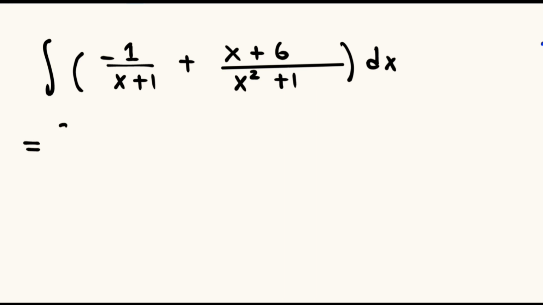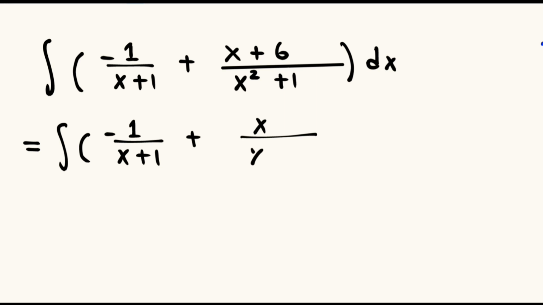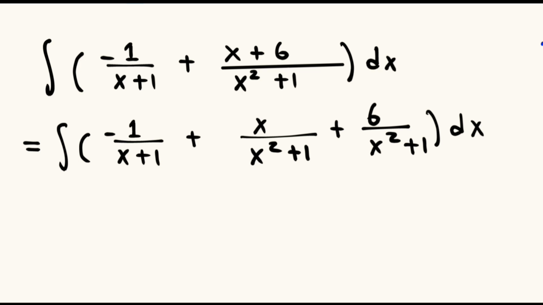So let's break it. We break the x plus 6 divided by x squared plus 1 as x divided by x squared plus 1 plus 6 divided by x squared plus 1 dx. We distribute the integral sign and the dx inside the parentheses.